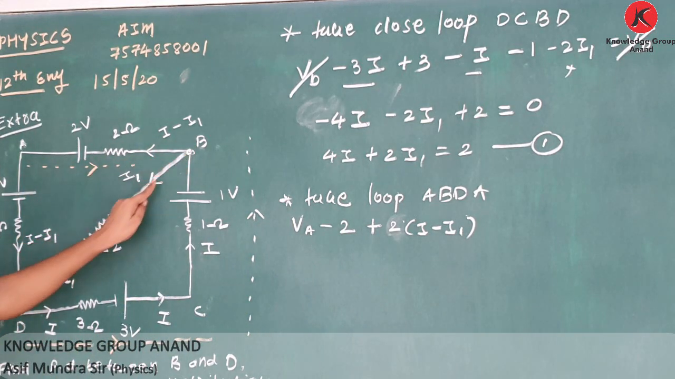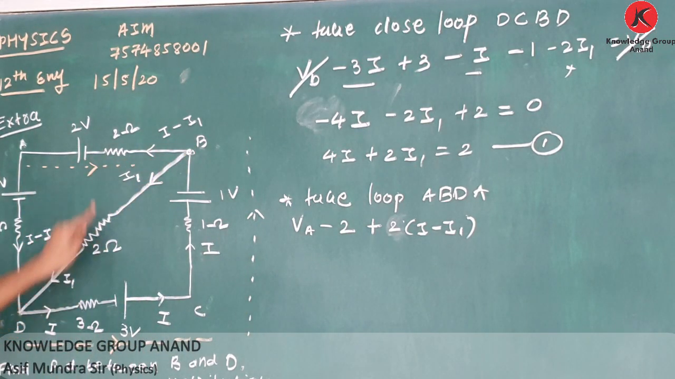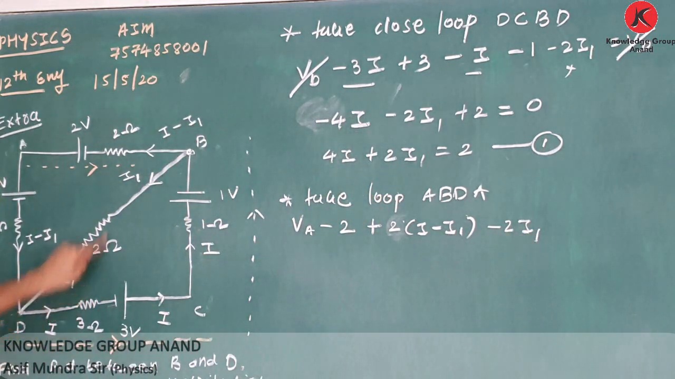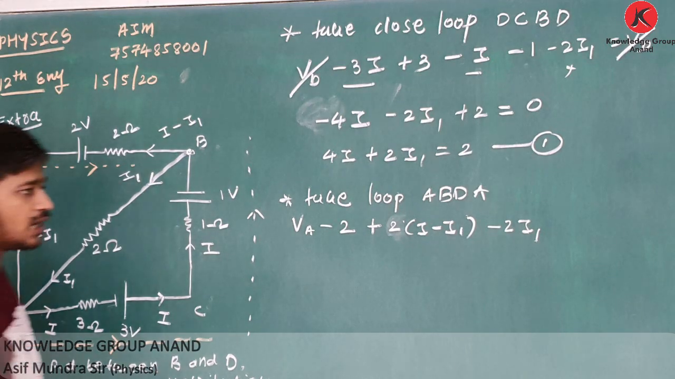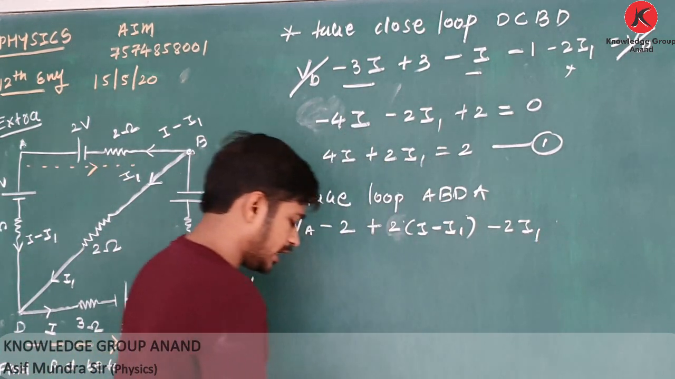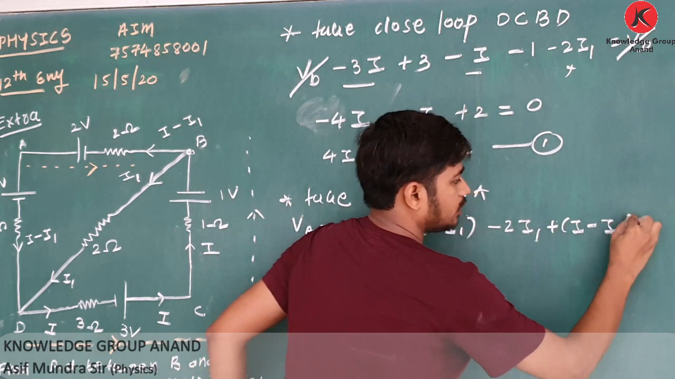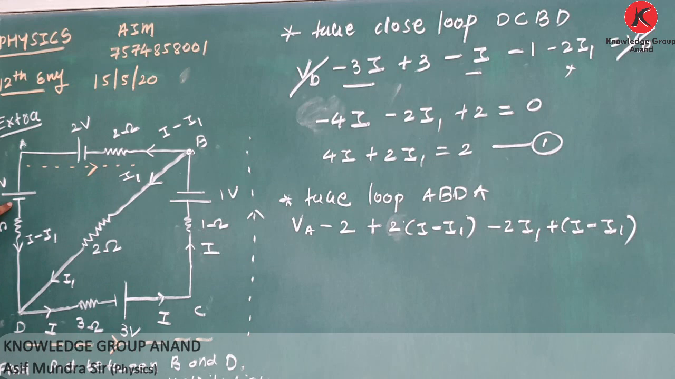Now from point B, we are moving in this direction, and you know about this. It is minus 2I1. Resistance 2 ohm, current I1, we are moving in the same direction. Clear? Now from D again we have to move towards A. Resistance 1 ohm, current I minus I1, and we are moving in the opposite direction of current, so we have to take plus. Plus I minus I1. Clear about this? Then the cell.